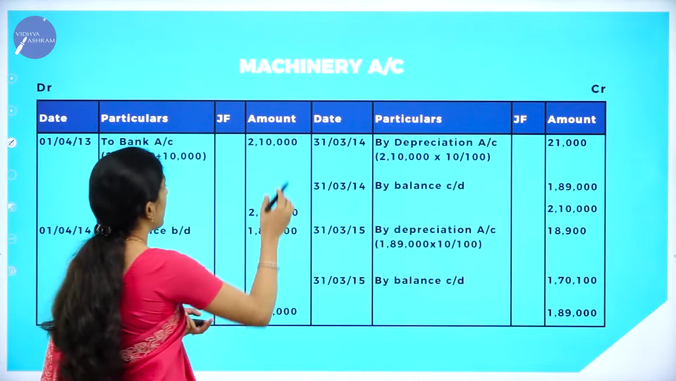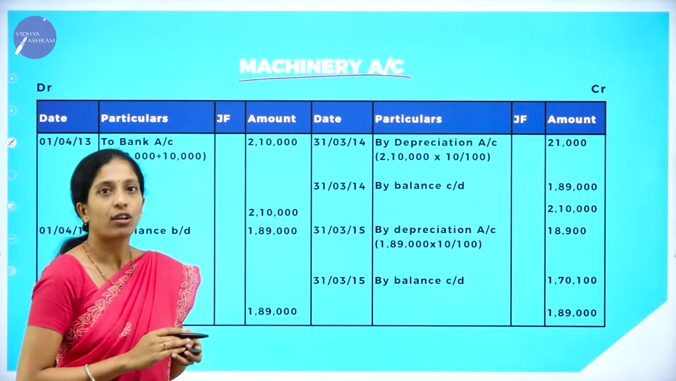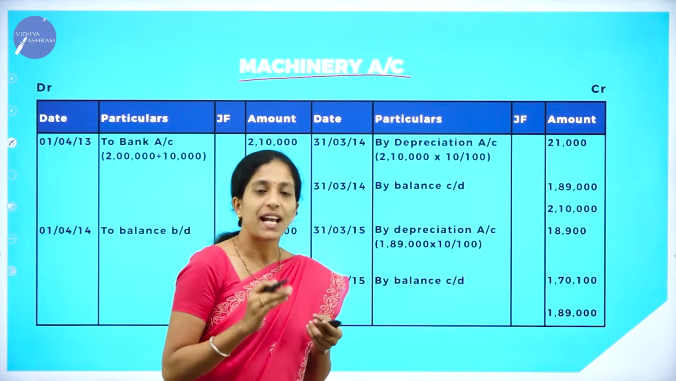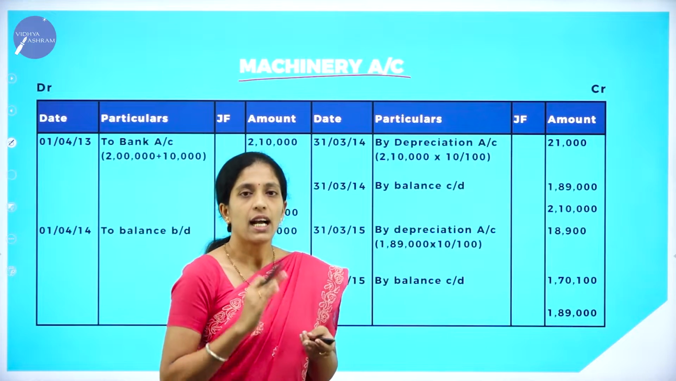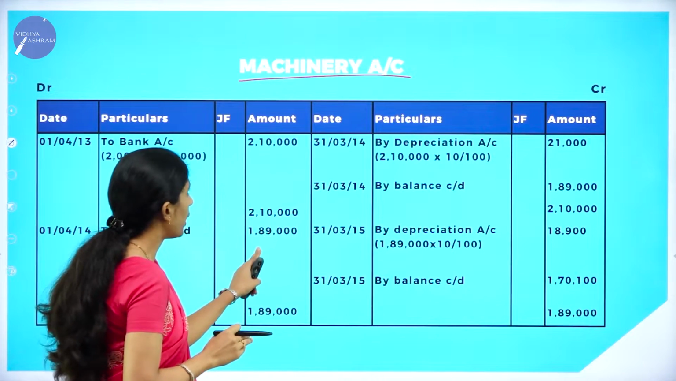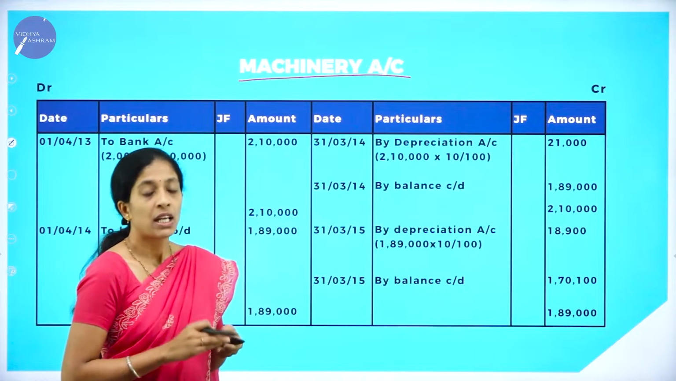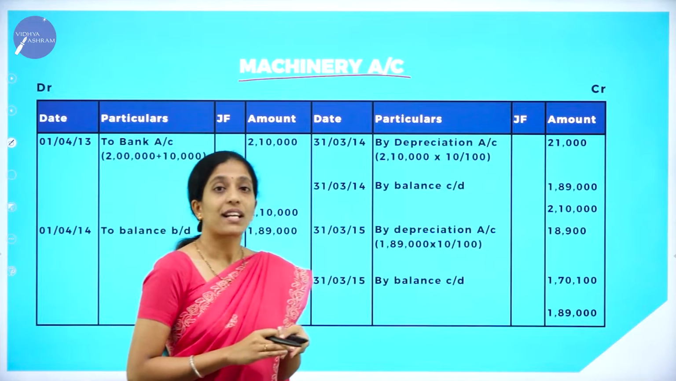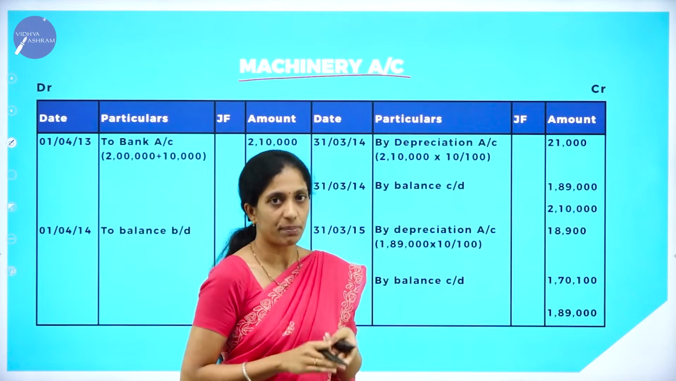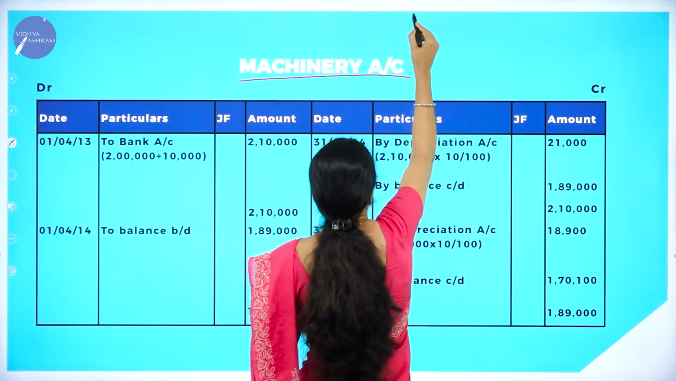First, we have to prepare which account? That is machinery account. So you know the format of machinery account. We'll be having debit as well as credit side. Under debit side: date, particulars, journal folio, amount. Again, credit side: date, particulars, journal folio and amount. Now, what are the entries that have to be recorded under machinery account and depreciation account? I have already told you.